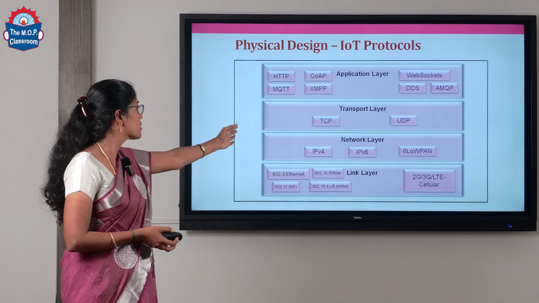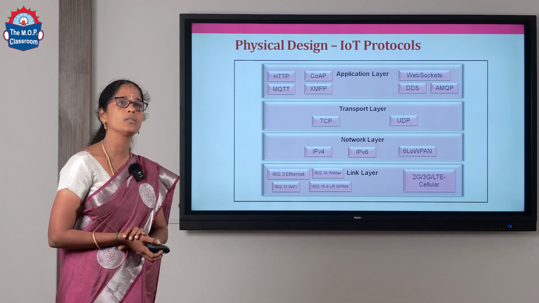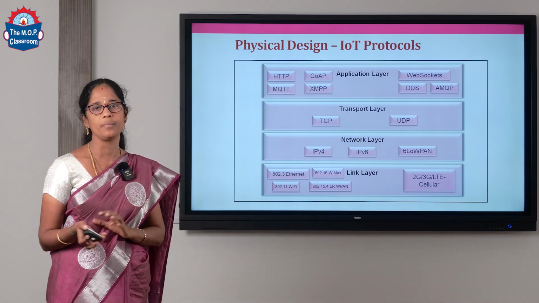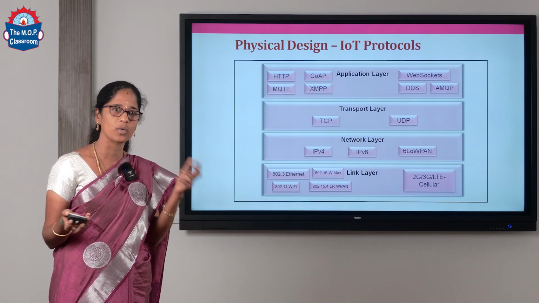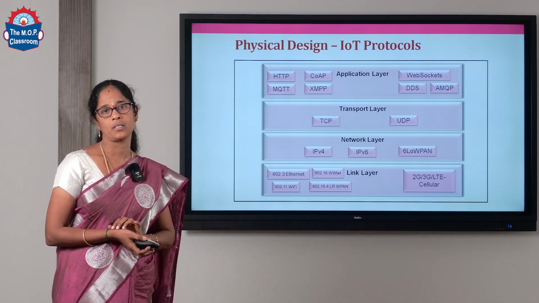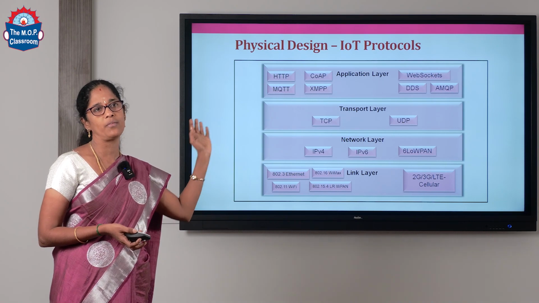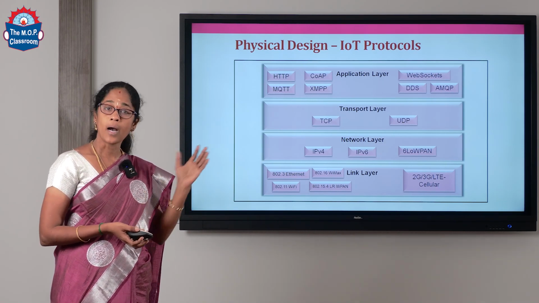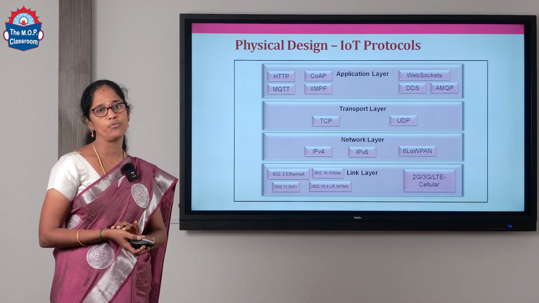Moving on to the second one, the network layer, we all know that in order to communicate through cables, coaxial cables or wireless, whatever it might be, we need an address. So, IPv4 and IPv6 stand for internet protocol address version 4 and version 6.